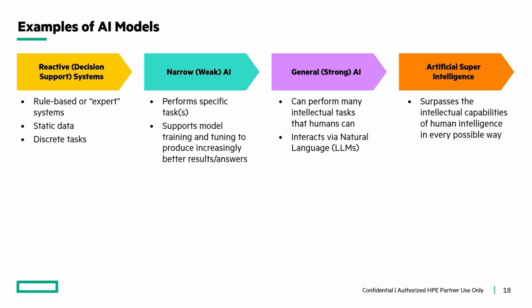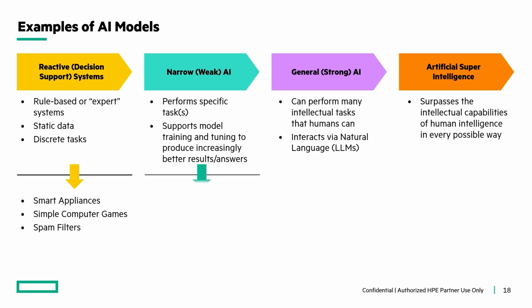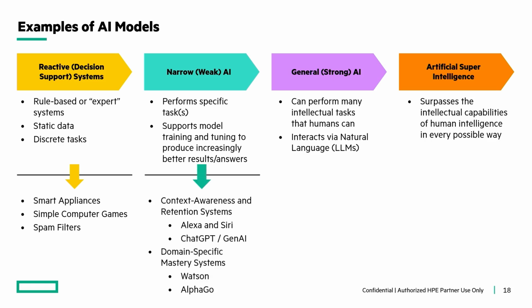So examples of these different categories, in the easy circumstance, smart appliances, simple computer games, the spam filter that we've had in Outlook for years, that's the most simple type of AI. The weak AI would be more of the everyday AI that you don't think about as being AI, but certainly is. So if you have Alexa in your house, or you've got one of those OK Google devices, even ChatGPT itself, in its most basic form, it's kind of weak AI.